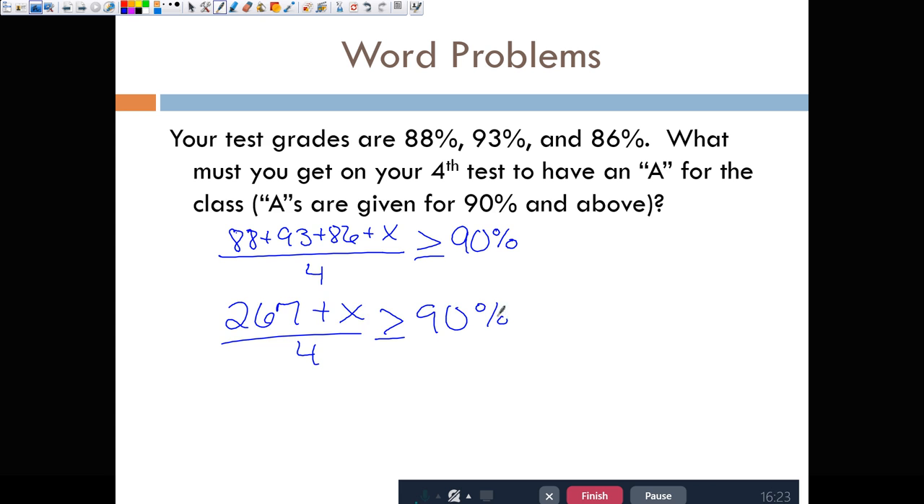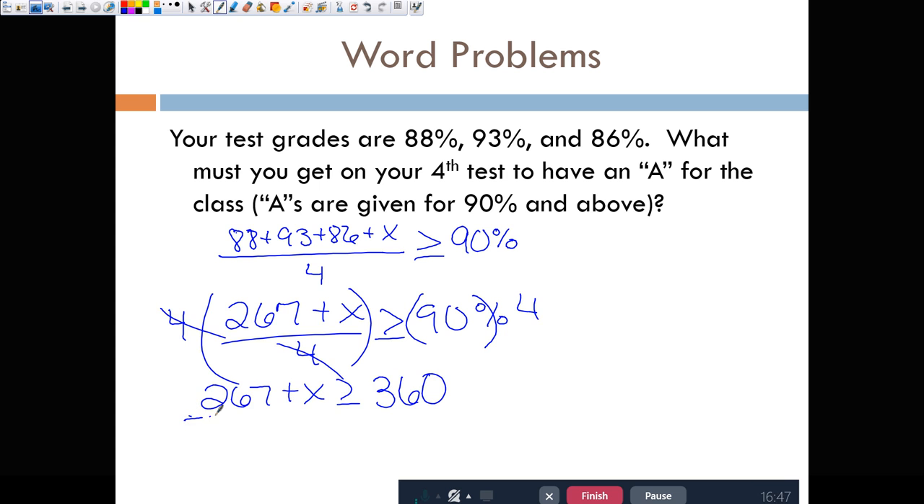I'm going to eliminate my fraction by multiplying by 4. I don't know why I put 90%. So my 4's here cancel out. I'm left with 267 plus x. And what is 90 times 4? That's a big number. 360.